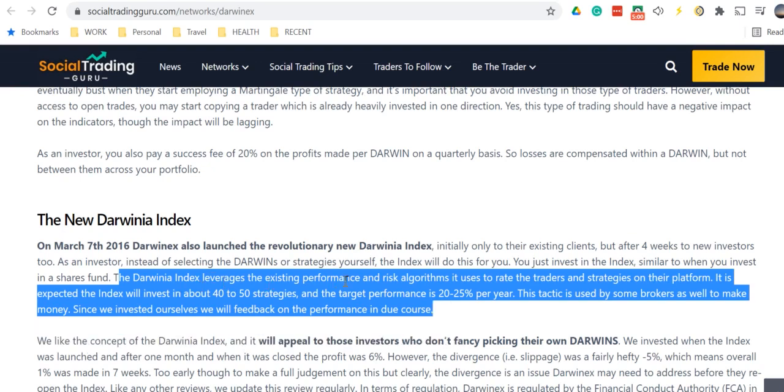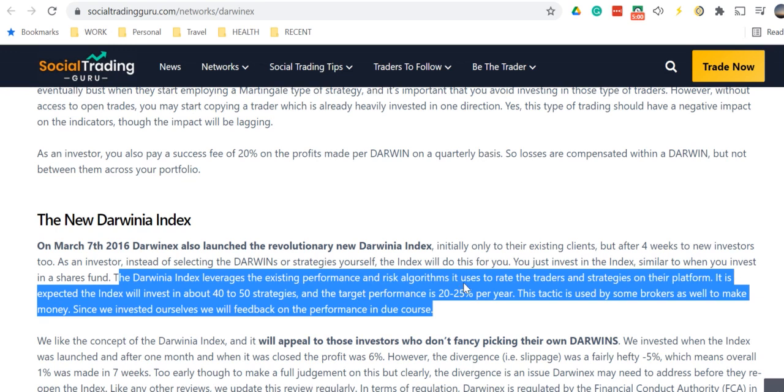The index leverages the existing performance and risk algorithms users use to rate the trades and strategies on their platform. It is expected the index will invest in about 40 to 50 strategies, and their target performance is 20-25% a year. So, you know, this is a way you can just invest in an index of these traders, and you're leveraging the algorithms that they use to pick the best ones. So they're doing all that legwork for you. Again, this is what done for you investing is all about.